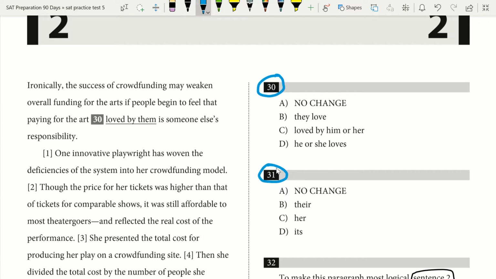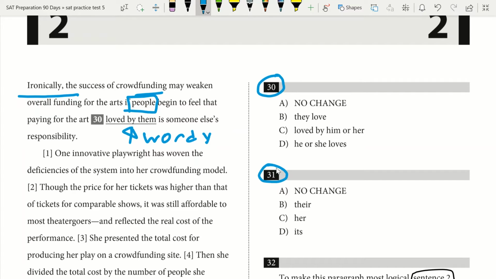So we have the sentence here: "Ironically, the success of crowdfunding may weaken overall funding for the arts if people begin to feel that paying for the art loved by them is someone else's responsibility." So in this case, what jumps out to me immediately when I see 30 here is the phrase "loved by them." Obviously that's wordy and it's unnatural. We wouldn't say "paying for the art loved by them."